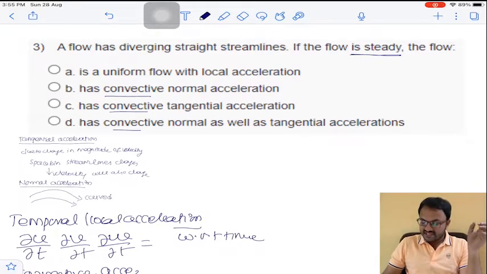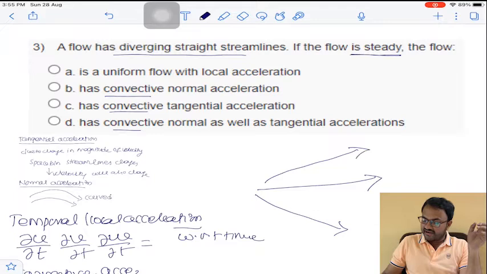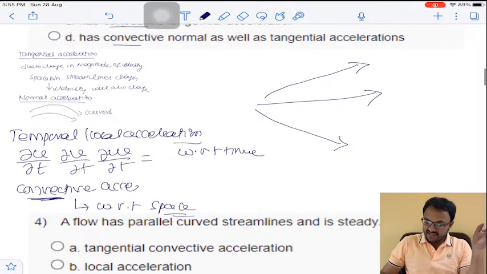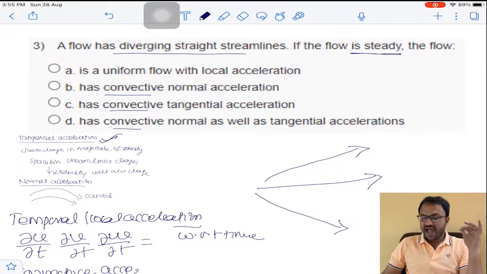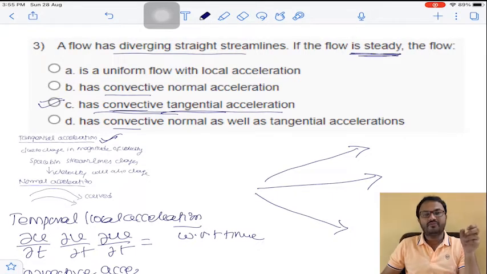Now coming to, he has given diverging straight streamlines. So these are diverging straight streamlines. Diverging means the space between the streamlines is going to be increased. That is, there is change in velocity. When there is a change in velocity, you will get tangential acceleration. So finally the conclusion is, the flow has diverging streamlines, that is, tangential acceleration will exist, and the flow is steady, so convective acceleration will exist. Convective tangential acceleration will be had by this fluid.